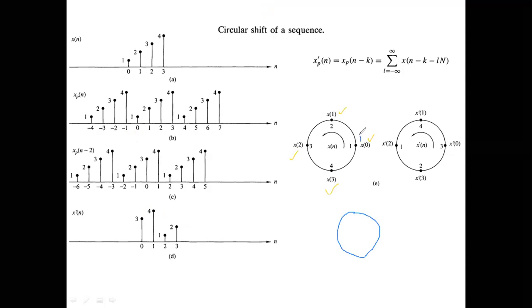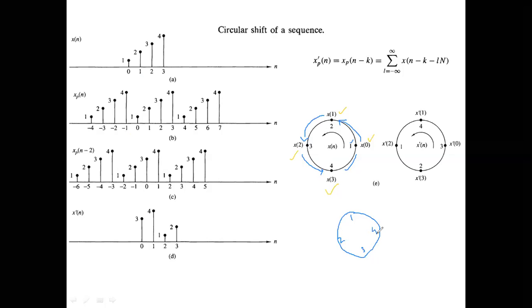The value at 0 will go to 1. The value at 1 will go to 2, 2 will go to 3, and 3 will go back to 0. That means the 1 which was earlier here has now moved here, the 2 which was earlier here will now come here, 3 will now go here, and 4 will now come here. Got this particular thing.